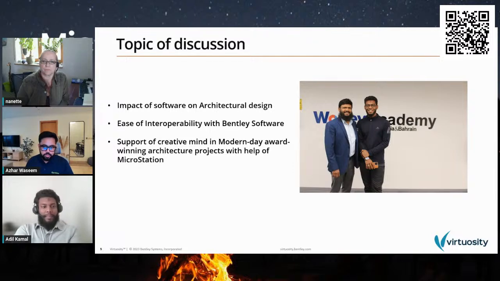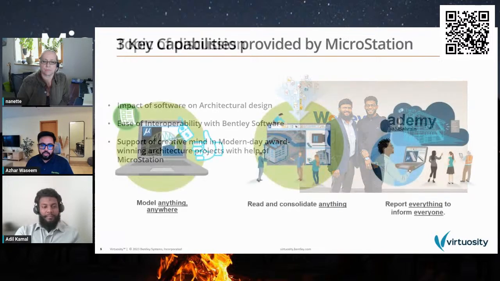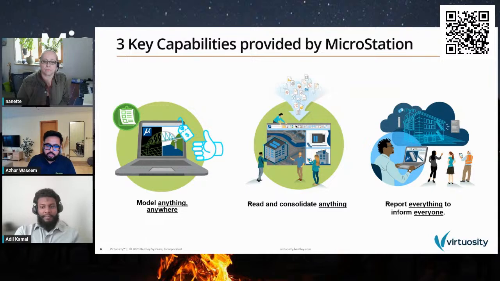Before we proceed to your projects, I just want to quickly move to the next slide. In this session, we have been discussing three key capabilities of MicroStation. The main purpose of MicroStation is to enable users to deliver innovative design and creative visualization, and consolidate critical project elements in a single environment for effective and secure project deliverables. The three key capabilities that add real value to your projects are: you can model anything anywhere, you can read and consolidate any sort of data, and you can keep the stakeholders informed about it.